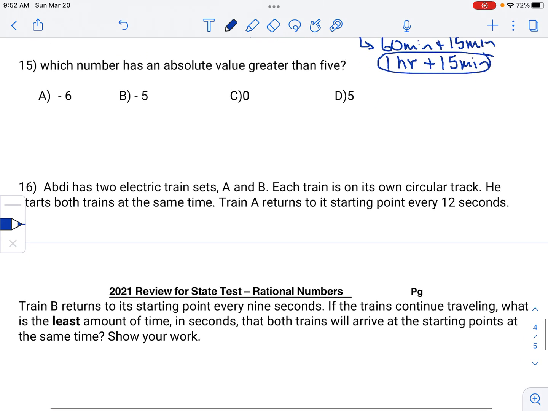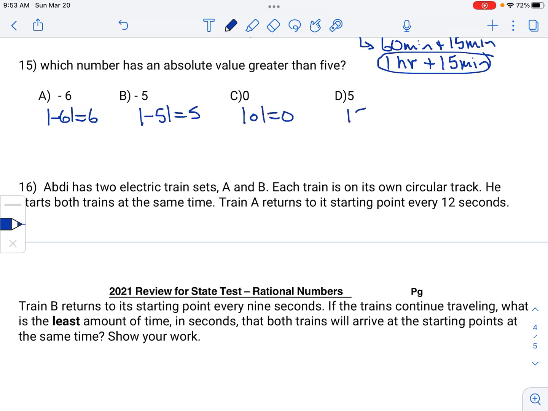Number 5, which has an absolute value greater than 5. Well, if we find the absolute value of each one, A is 6, B is 5, C is 0, and D is also 5. The only one that's greater than 5 is choice A.